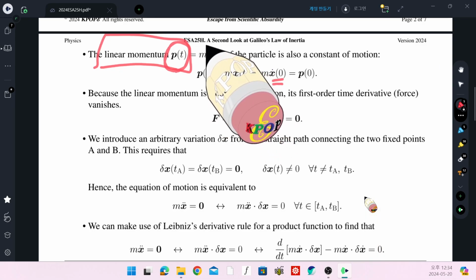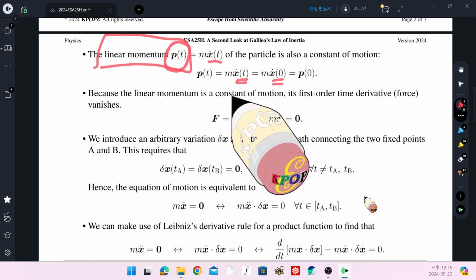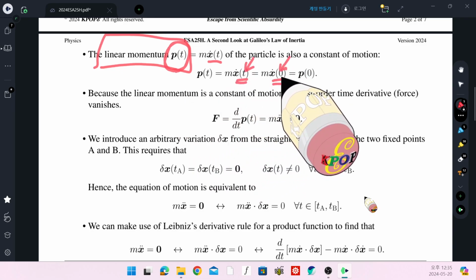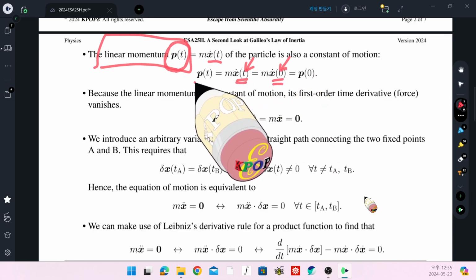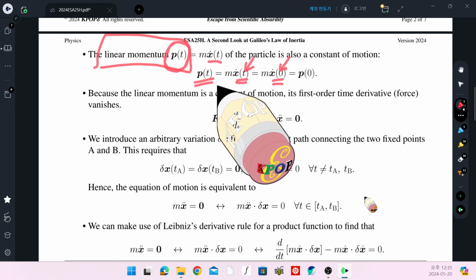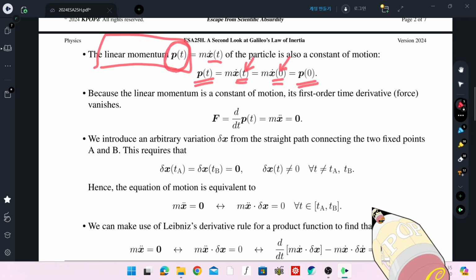Because the velocity of a free particle is a constant vector, we don't care about the time dependence. It is independent of time. Therefore, the linear momentum evaluated at time t is identical to the linear momentum evaluated at t equals 0.